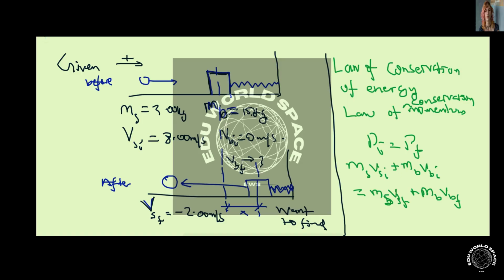We have the numbers we need. 8 meters per second is the initial velocity of the stone. We want to solve for the final velocity of the block. Moving things around, the final velocity of the block becomes equal to the initial momentum of the block, which is 0, so that whole term is 0, then the initial momentum of the stone minus the final momentum of the stone.